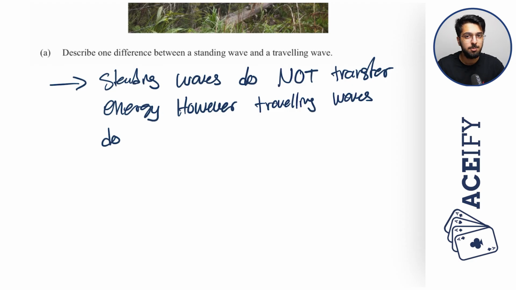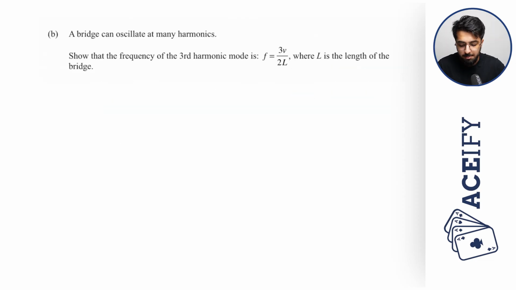And then coming off that last point, standing waves require interference because we need two sources to interfere with each other in order to produce those nodes and antinodes. However, again, traveling waves do not have this requirement. And so you can write any one of those in. A bridge can oscillate at many harmonics.